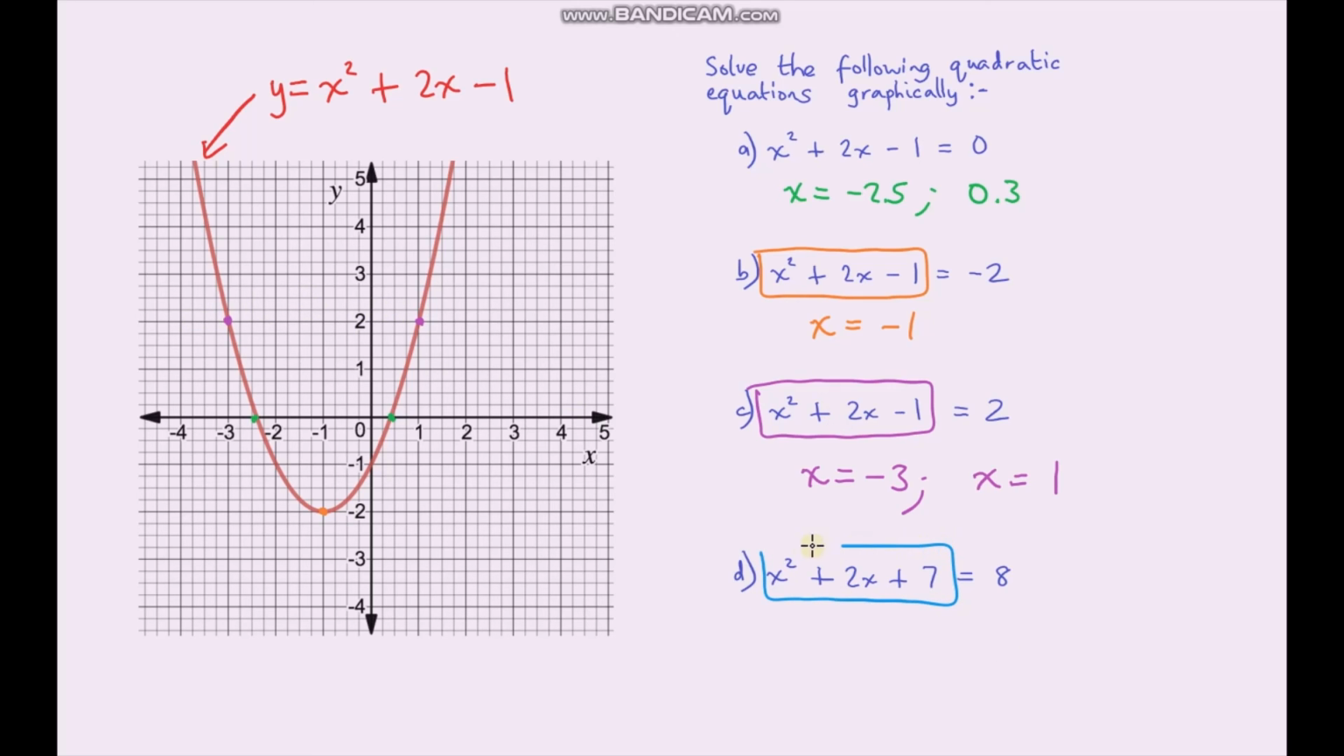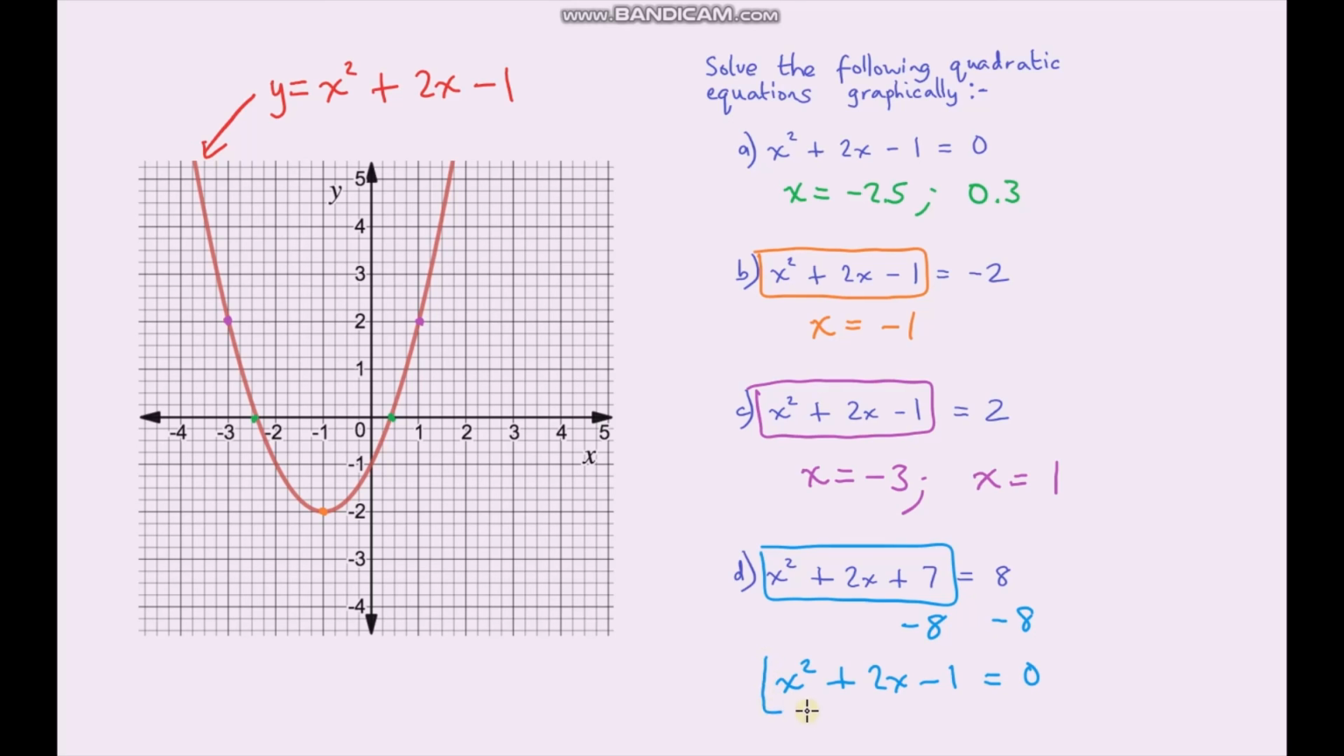If we have a look at this, it's almost the same, but instead of negative 1, we've got plus 7. So what we can do is we can manipulate this equation slightly so that we do get negative 1 here. So how can we get negative 1 here? Well, if we subtract 8 from both sides, that will give us negative 1 here. What we'll be left with is x squared plus 2x, and then 7 minus 8, that gives us negative 1, equals 8 subtract 8, that gives us 0.